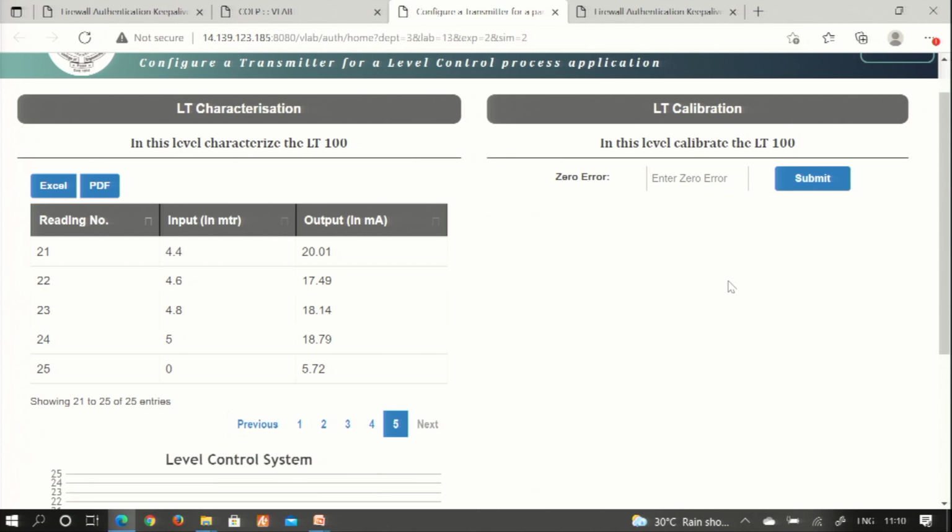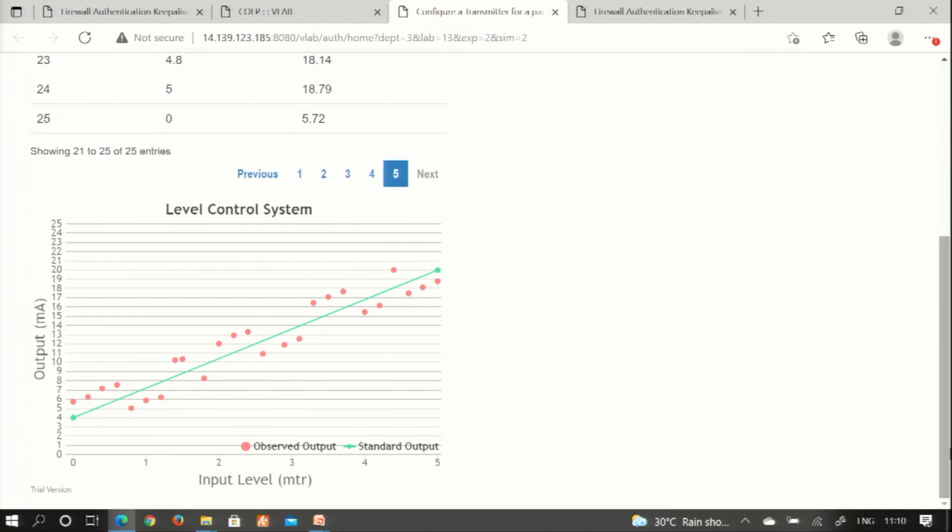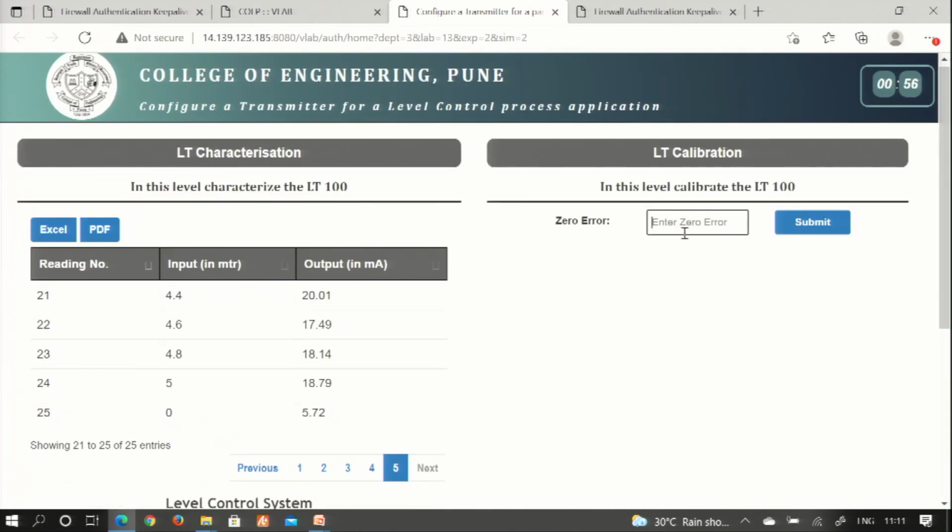Even if we are not there, the system is designed in such a fashion that it will create some mistakes, or some problems will be associated with it, and the student is supposed to solve them. For example, in the next level, a student would be asked another question: how much is the 0 error here? Do you know what 0 error is? Do you know how to calculate the 0 error? It means how far the actual reading of a transmitter is from the master reading. The master reading or the standard output is 4, but my transmitter is showing 5.72. That is a clear indication that it is 1.72.